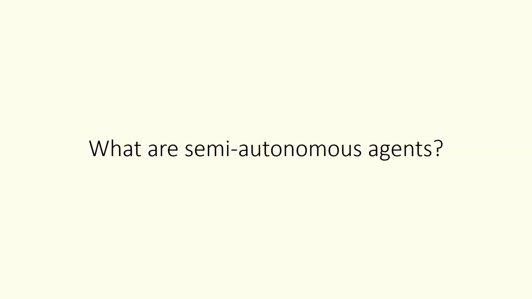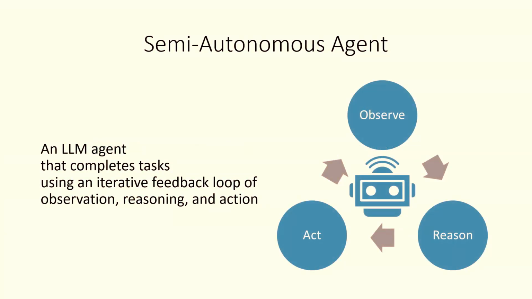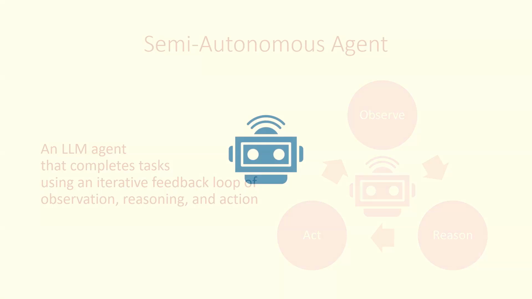All right, so what are semi-autonomous agents? Semi-autonomous agents are LLM agents that complete tasks using an iterative feedback loop of observation, reasoning, and action. Some of you have heard of ReAct agents. That's essentially what these are. The agent observes the state of the environment, reasons how to complete the next step in the task, and then performs an action that gets it closer to its goal.